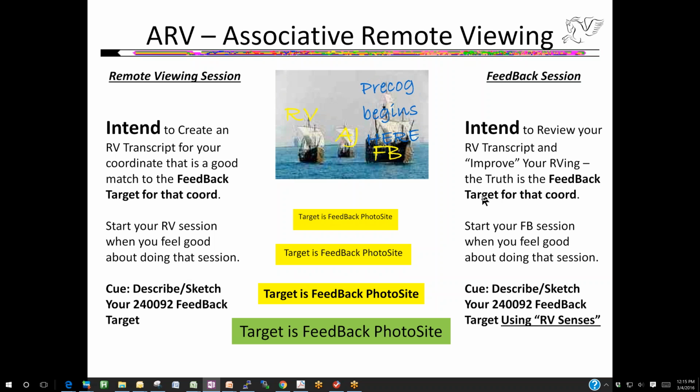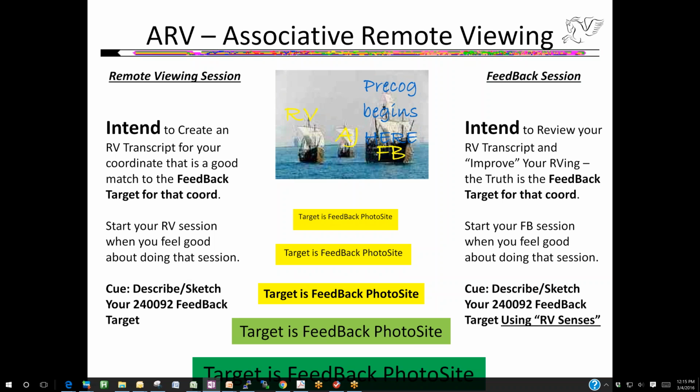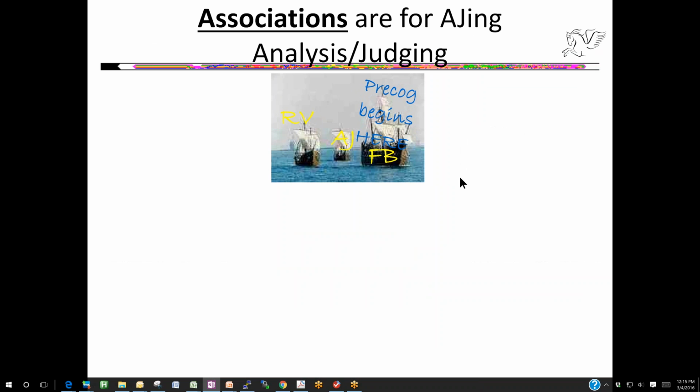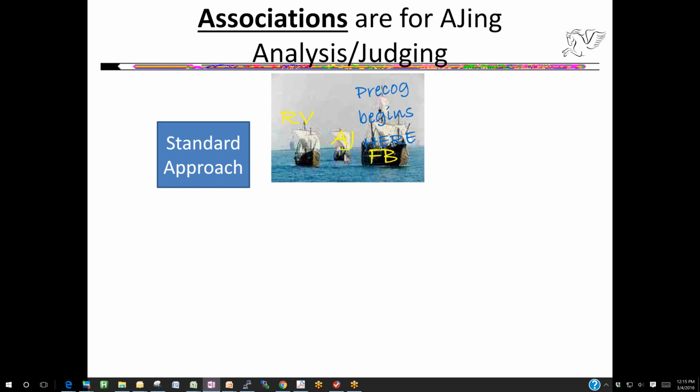You're sitting here and you simply don't know the associations. You're simply going to describe the feedback photo site. That's your target. Okay, so I think I've made that point enough. Now let's go to the associations, which in fact are blind. All you see are the target, even during the judges. So now we're in this middle phase, right?